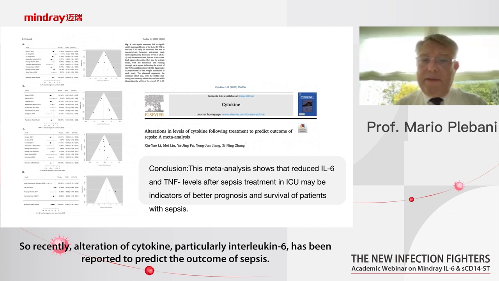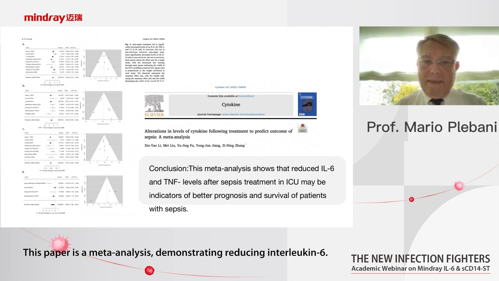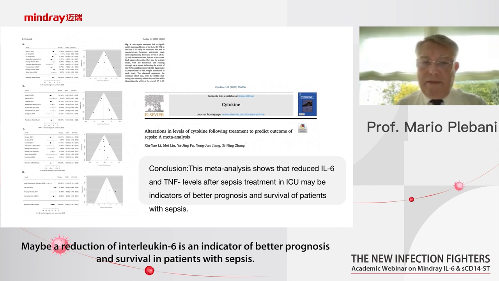This paper is a meta-analysis that demonstrated that a reduction of interleukin-6 is an indicator of better prognosis and survival in patients with sepsis.